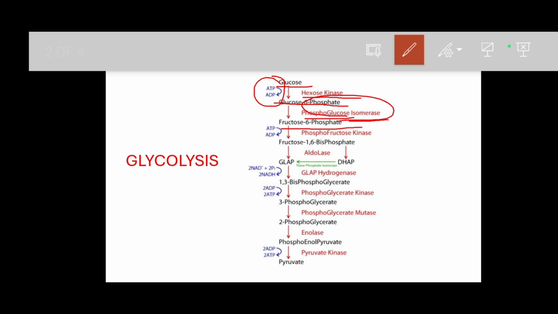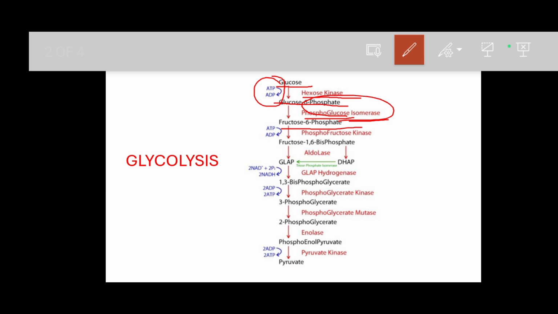So glucose 6-phosphate is formed, and from glucose 6-phosphate, fructose 6-phosphate is formed. Always remember the enzymes. We have learned about two enzymes right now: hexokinase and phosphoglucose isomerase.